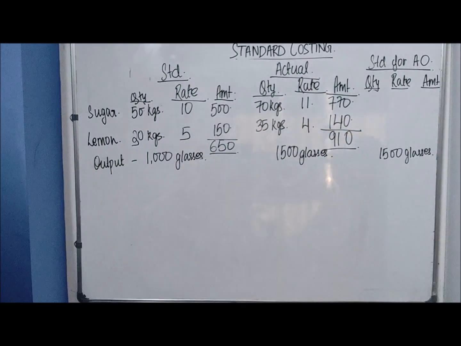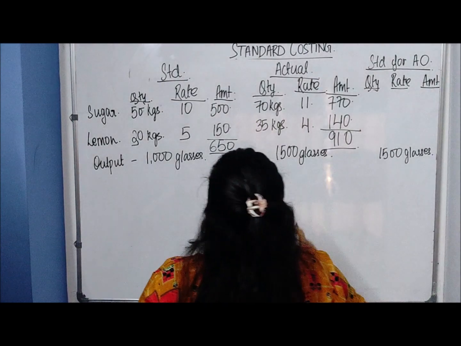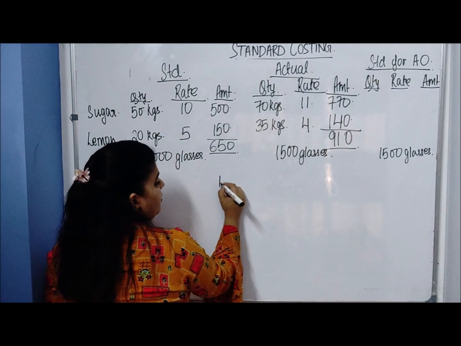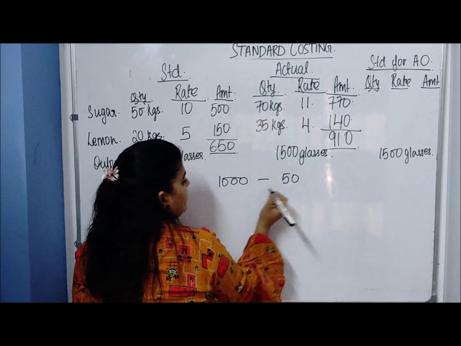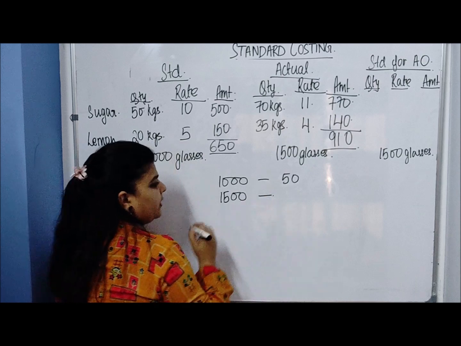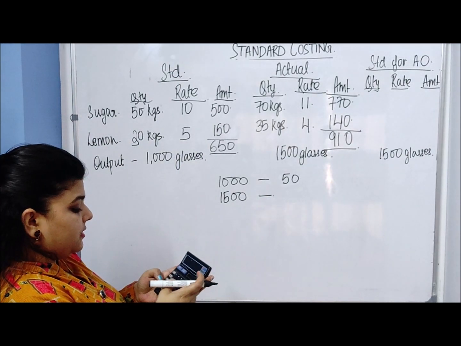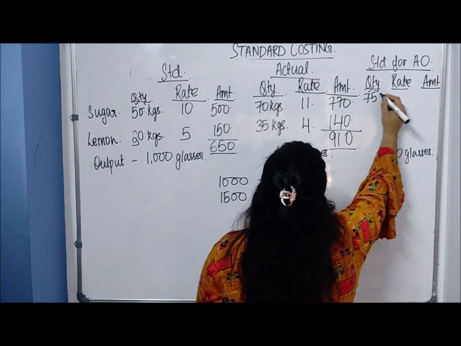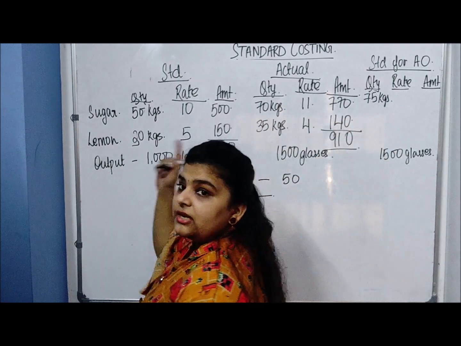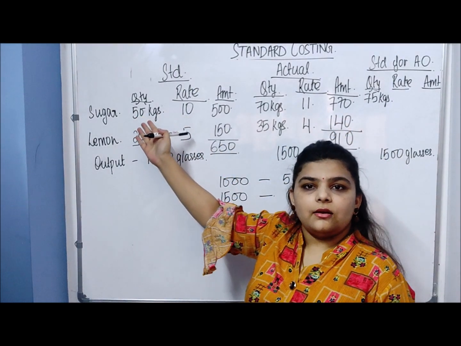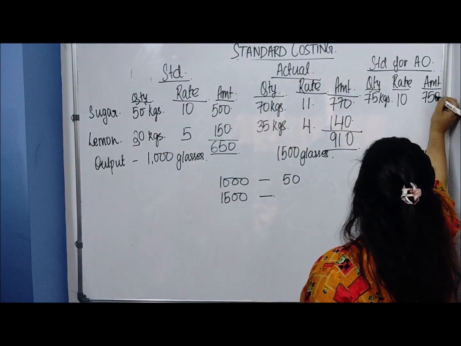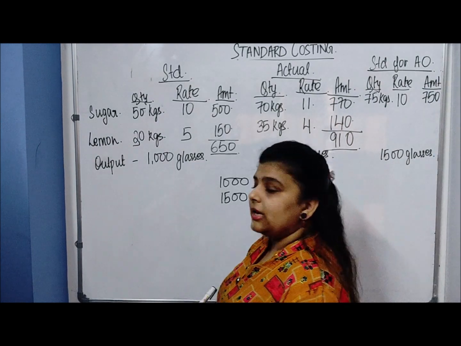Now, how do I calculate the quantity here? For 1000 glasses, if I need 50 kgs, for 1500 glasses, how many kgs will I want? I will want 1500 divided by 1000 into 50. That is 75 kgs. The rate will not change, because the rate is per kg, right? So the standard rate won't change. The rate is rupees 10, so I should have spent rupees 750 on sugar for 1500 glasses.